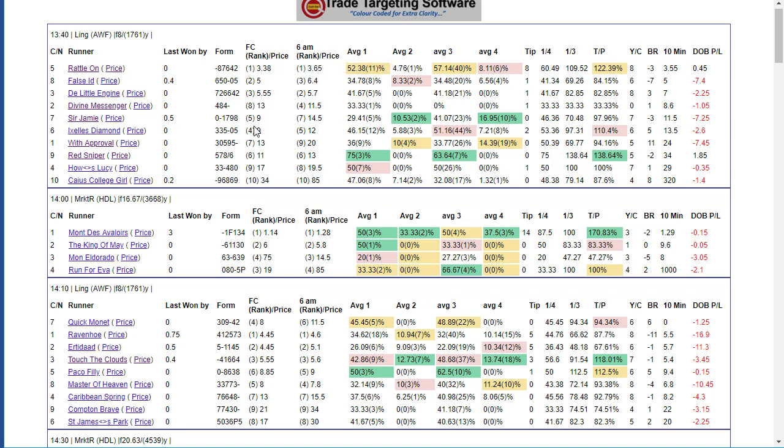Its FC rank, this is like the forecast rank and price based on some information that we get in our feed. The 6 a.m. BSP price, so this was the price at around 6 a.m. this morning. And then it's got these averages that are made up of different ideas that I've put together, based around the number of runs, number of wins, the wins at different courses or courses that are similar, a load of averages that go together to show how well this runner might be suited to this course. How well it's done in the past, that kind of thing.